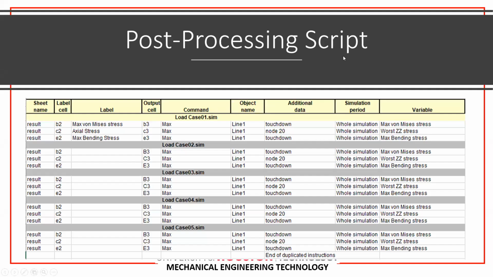So this is a post-processing script of the dynamic case. If you see, we have 5 cases, 1, 2, 3, 4, 5. These 5 cases are the 5 degrees. So we are looking for the max wall mass stress, stress at node 20, and maximum bending stress of 5 different cases.